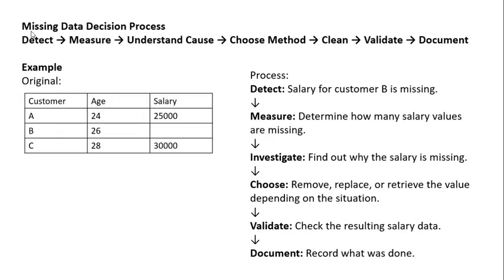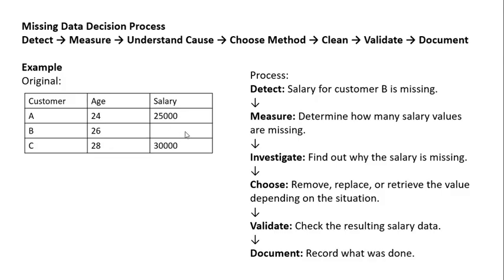And the last is a missing data decision process. First is detect, measure, understand the cause, choose the method, clean, validate, and document. And for the example, given the original customer's age and salary, one customer's salary is missing.